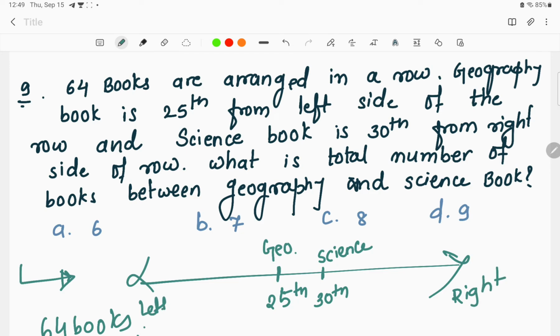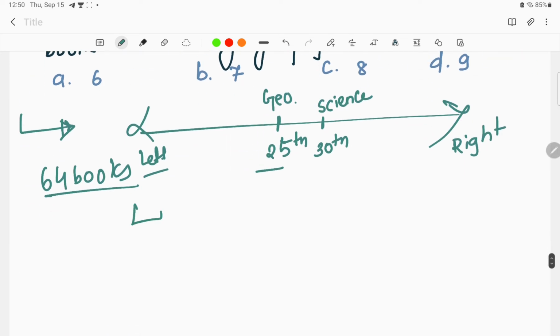Don't get confused. From the left side, at the 25th position, the geography book has been placed, and from the right side, at the 30th position, the science book has been placed. Now we have to find the total number of books between the geography and science books. For this, if we take the summation of the positions of both the books, we find 55 books.